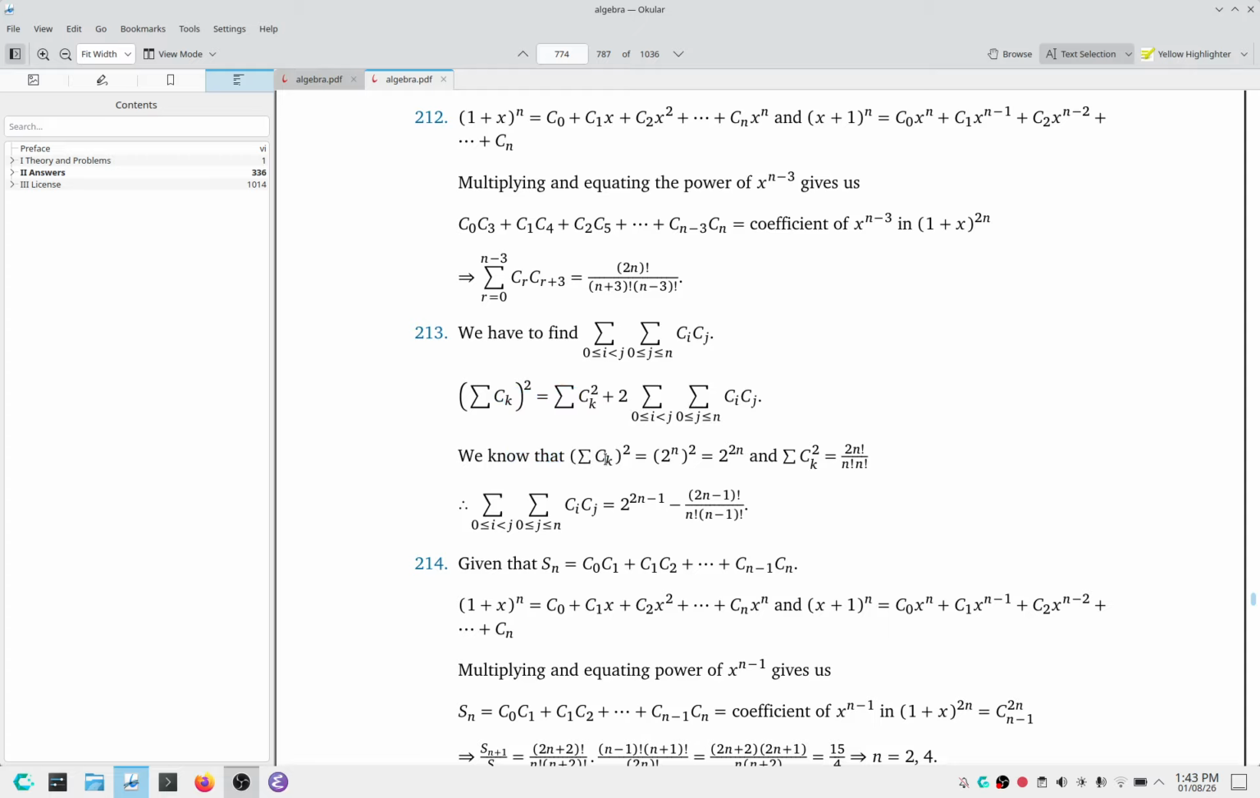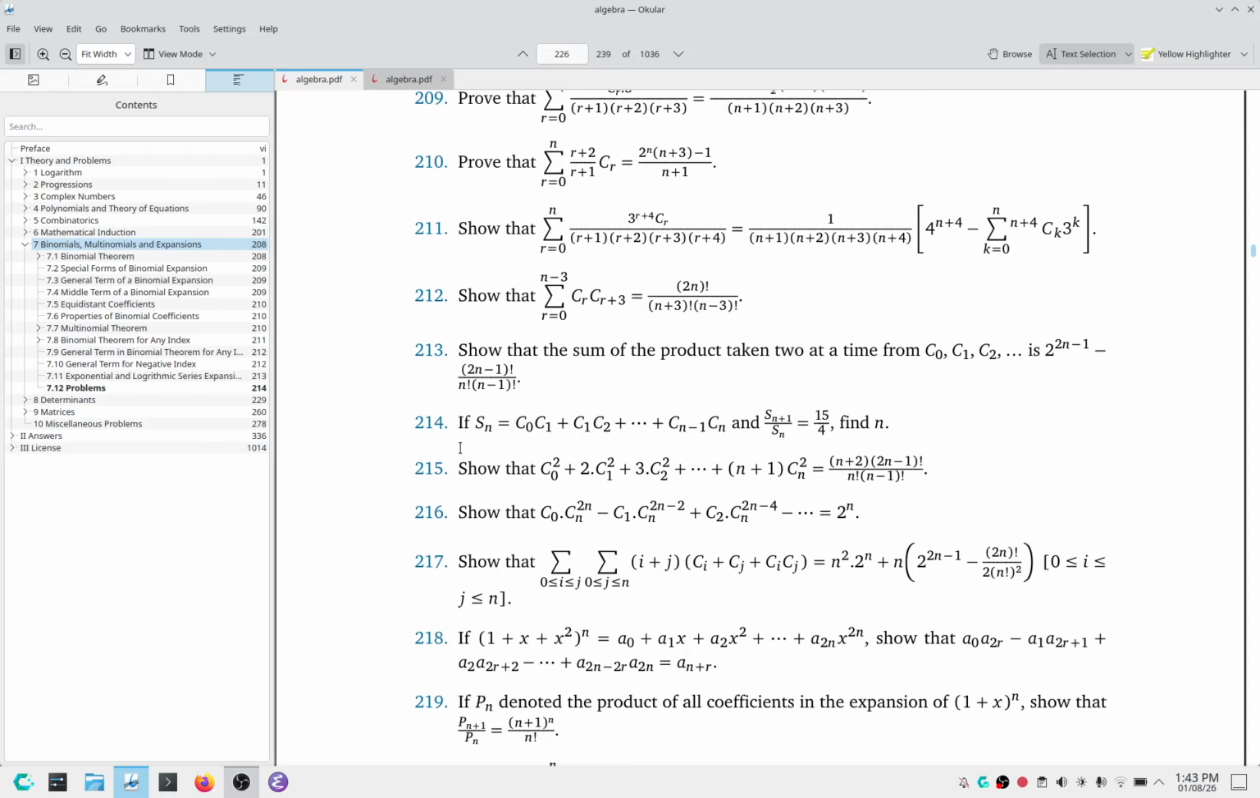And we know that sigma Ck whole square is equal to 2 to the power 2n, and sigma Ck square is equal to 2n factorial upon n factorial times n factorial. So from these two relationships, we know that this sigma will be equal to 2 to the power 2n minus 1 minus 2n minus 1 factorial upon n factorial times n minus 1 factorial. Note that the difference of this 2 to the power 2n and sigma Ck square is divided by 2.